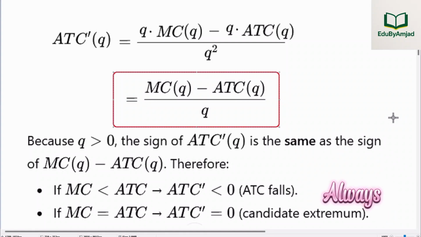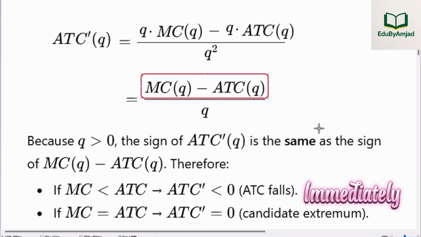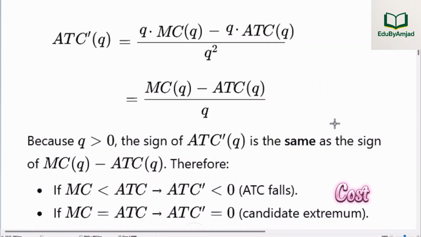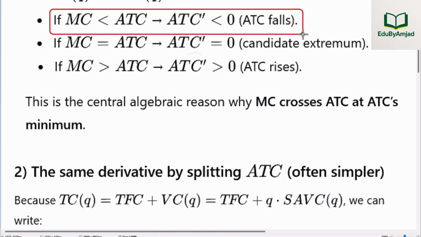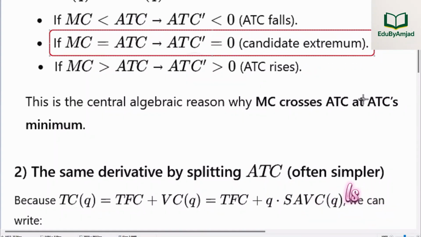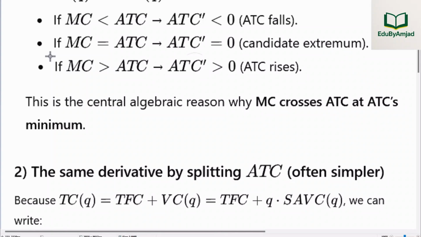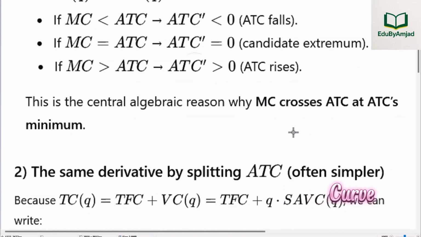Because the output level is always positive, the sign of the slope of average total cost is determined entirely by the sign of the numerator. This immediately establishes the core relationship between marginal cost and average total cost. When marginal cost is below average total cost, average total cost is falling. When marginal cost is equal to average total cost, average total cost is at its minimum. When marginal cost is above average total cost, average total cost is rising. This is the central algebraic reason why the marginal cost curve intersects the average total cost curve exactly at average total cost's minimum.